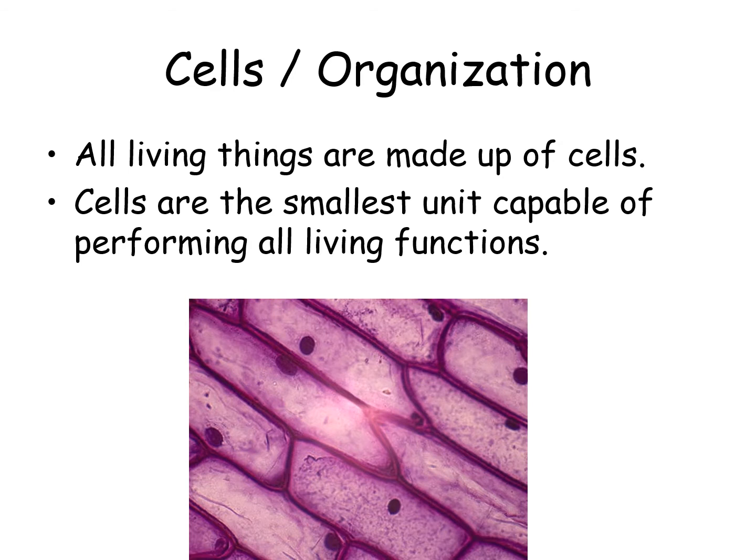The first one is cells and organization. All living things are made up of cells, and cells are the smallest unit capable of performing all living functions. So this is called cells and organization because your body is organized into systems and organs and tissues. Even individual cells are organized with all of the organelles inside of them.